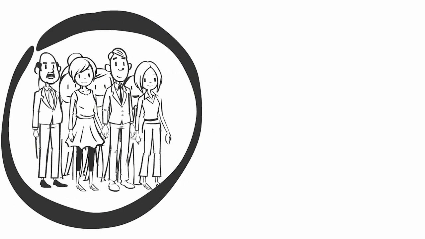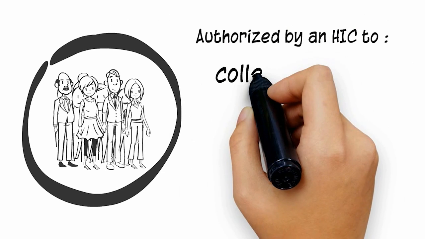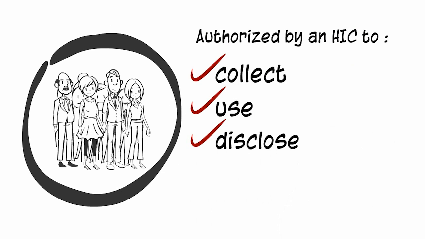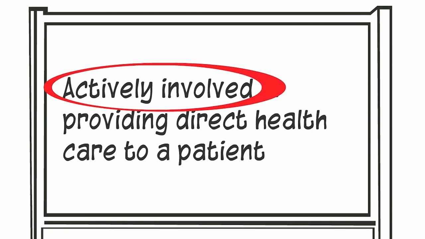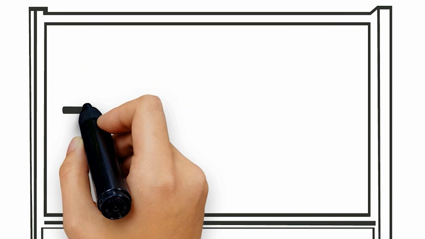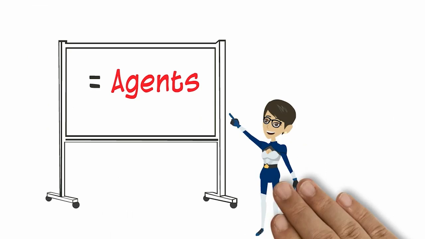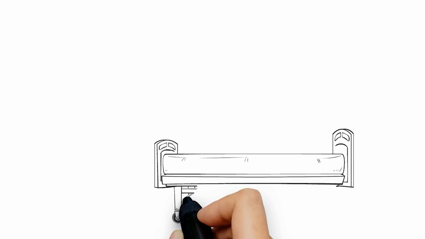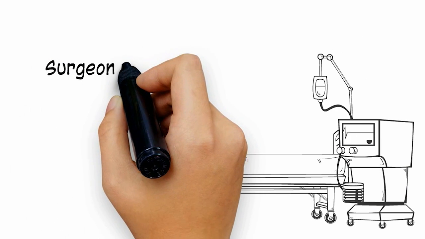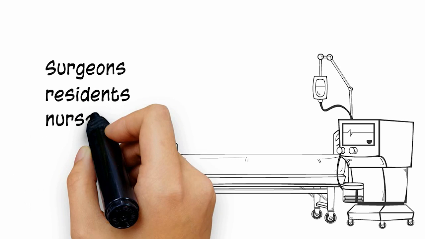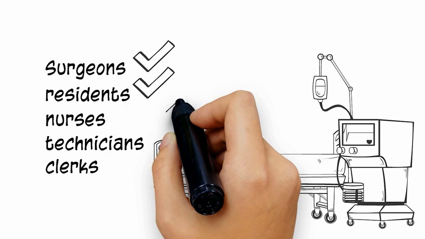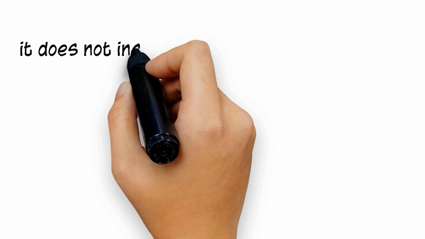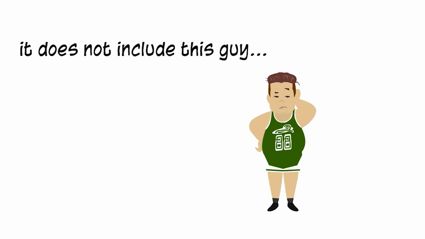The group of people authorized by an HIC to collect, use, disclose, and dispose of personal health information that are actively involved in providing direct health care to a patient are referred to as agents. That's you, and others including surgeons, residents, nurses, technicians, clinical clerks, and other employees assigned to assist in the care of the patient. It does not include this guy.